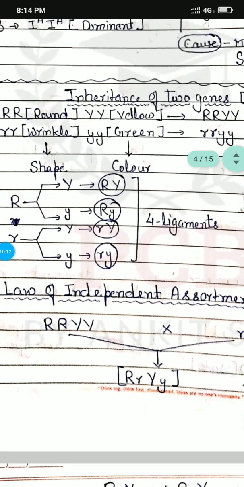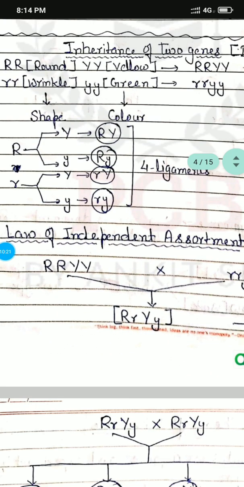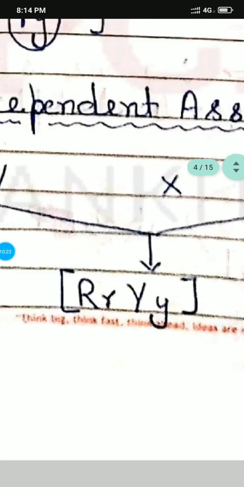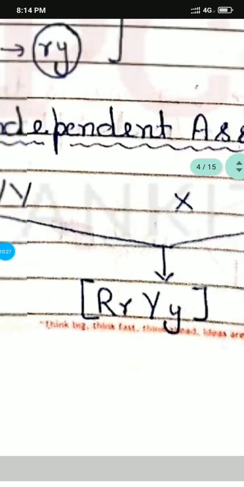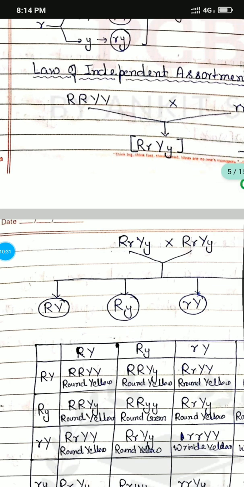The law of independent assortment says that if we cross two characters at the same time, it will create a heterozygous type of character, but showing the dominant, it is also round. See, capital R small r is also round and capital Y small y is also yellow. So if we self it, it creates four types of progeny, as you already see here. Four types of the progeny.